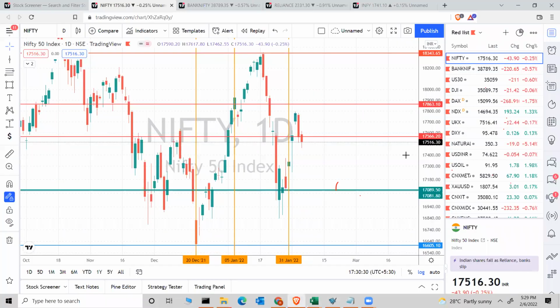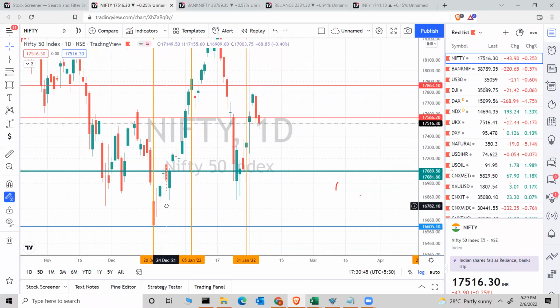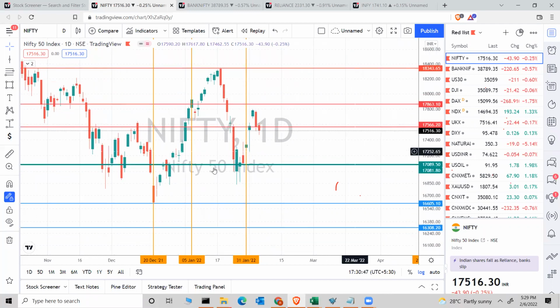But 19th December is a holiday, so we have to take the next day. Next day is nothing but 20th, so I have marked it on 20th. And you could see from 20th, if we just marked this candle high and low and took an entry, see what happened from here. Non-stop Nifty has gone up all the way here.